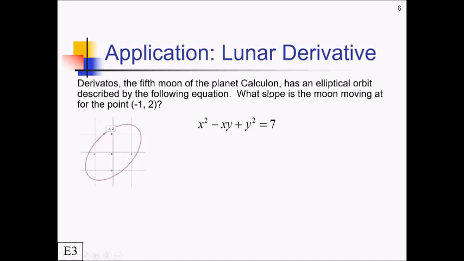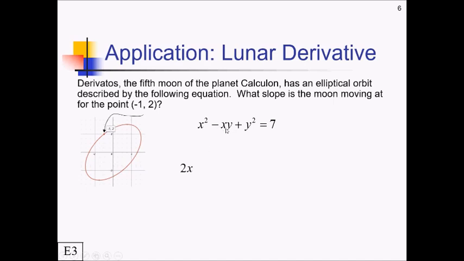We want to know what slope the moon is moving at for the point negative 1, 2, which is about here. So we need the derivative of this thing, dy over dx, and we need to figure out this derivative at a specific point. So let's start by getting the derivative. So the derivative of x squared, that'll be 2x. So far, so good. And now we come to this negative xy term.